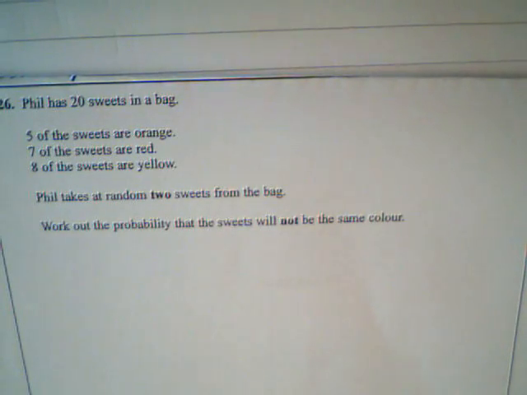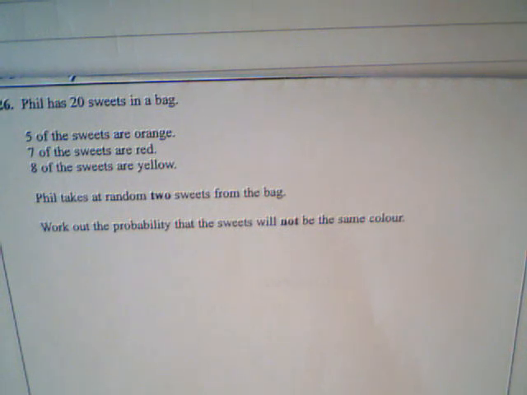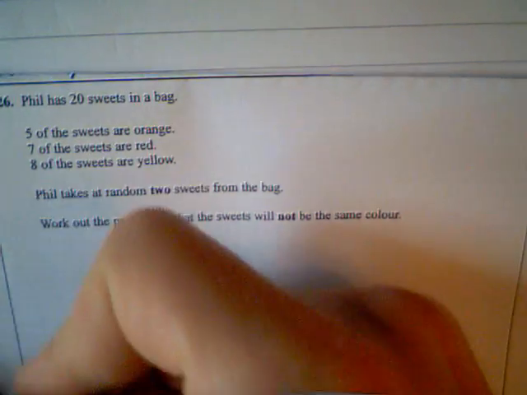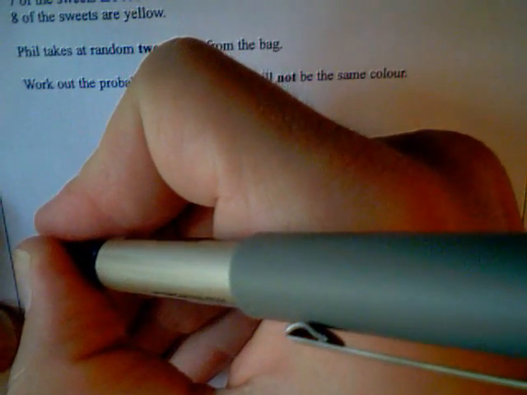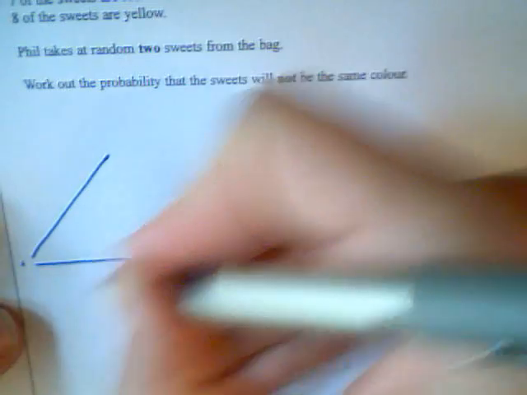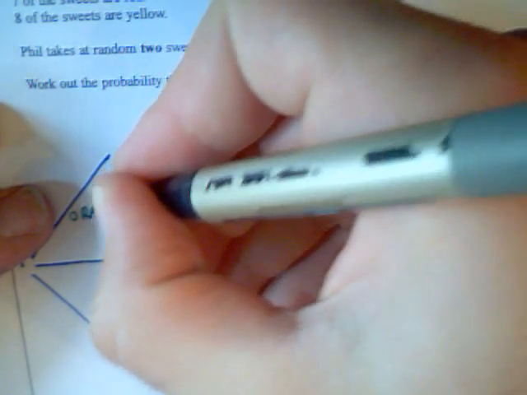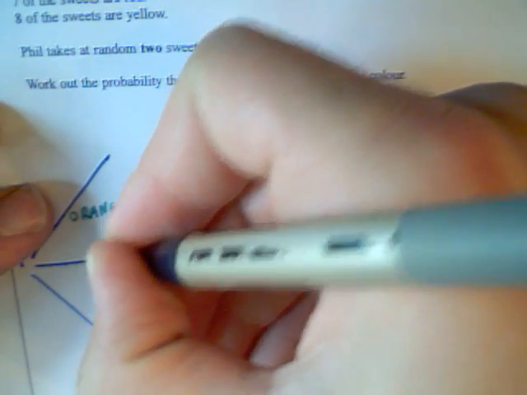So, first thing I think we need to do here is understand that he's going to pick one sweet, look at it, possibly eat it, we don't know, it doesn't say, and then without replacement pick another sweet. So we need a probability tree diagram as such. So we start here. I'm going to have to try and squeeze this in because there's not much room. So call this orange, red and yellow. So I'll use another colour here. This is orange, this is red, and this is yellow.